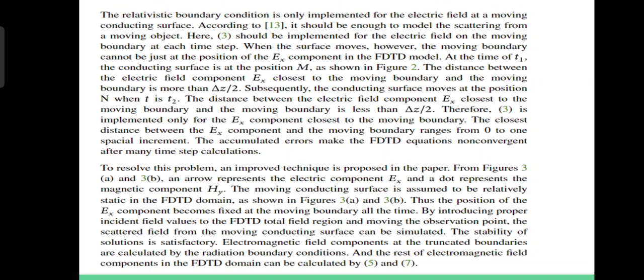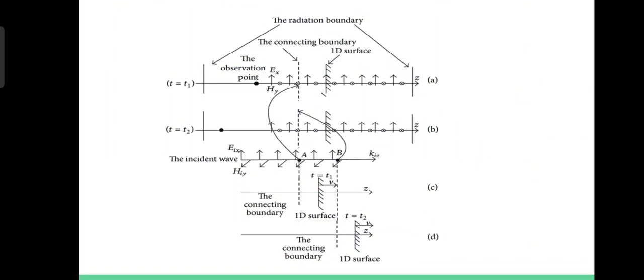The stability of solutions is satisfactory. Electromagnetic field components at the truncated boundaries are calculated by the radiation boundary conditions, and the rest of the electromagnetic field components in the FDTD domain can be calculated by equations 5 and 7. This is the diagram we talked about before, with the radiation boundary and connecting boundary, multi-surface.